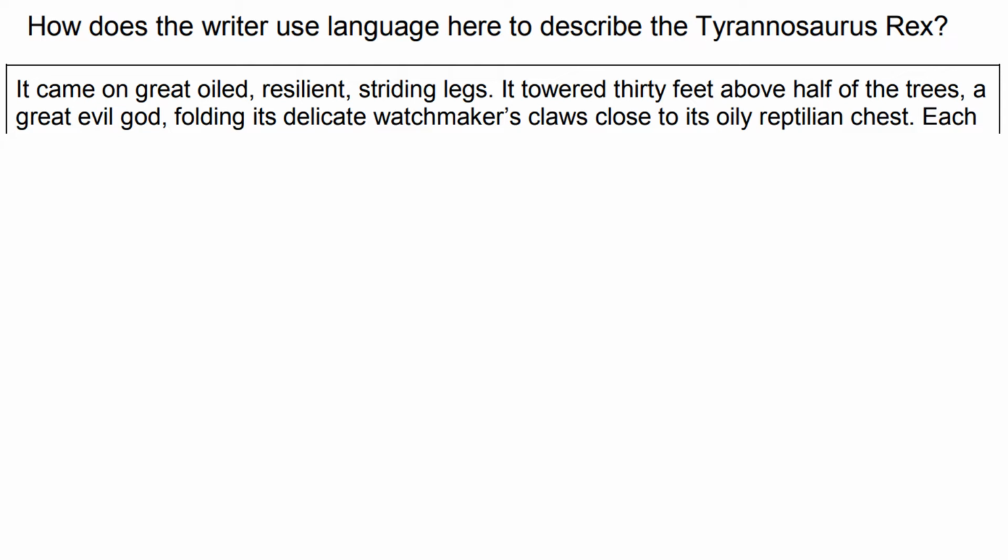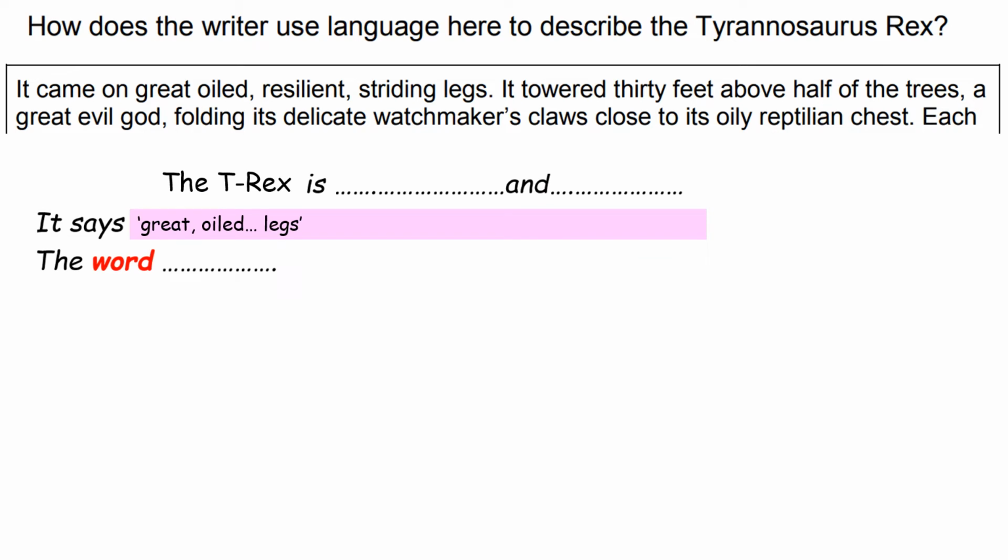There's some vocabulary in there that's tricky. Resilient, reptilian, delicate, striding. These are all quite tricky words, but I'm not going to let that put me off. I'm going to focus on the words I do understand, and I'm going to build my answer around those quotes. So the first quote I've picked is right at the beginning, and it says great oiled legs. So how am I going to use that quote, that description of this T-Rex's legs?